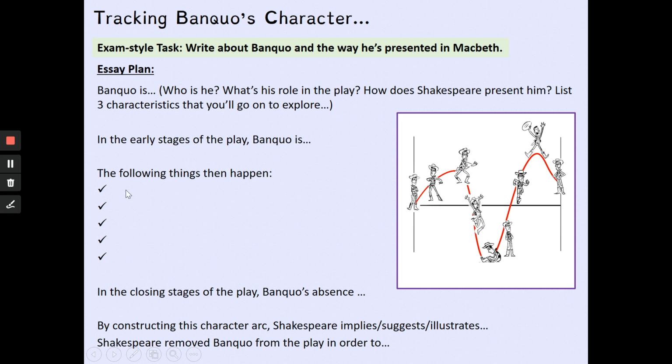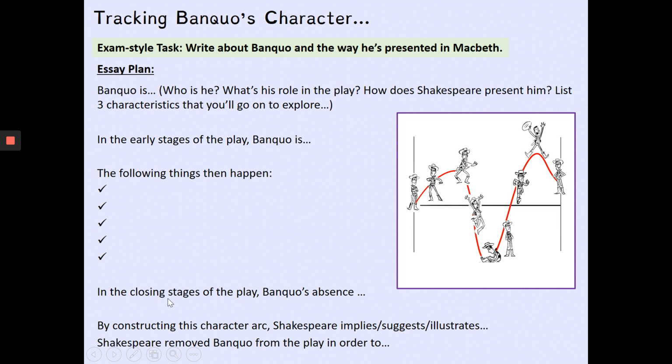Then we're going to just make a list of the following important things that happen that involve Banquo. Now, they don't have to be things that Banquo does himself, but they should all be things related to Banquo. So they can either be things that he does or things that other people do that affect him. Now, try and put those in order that they happen in the play.